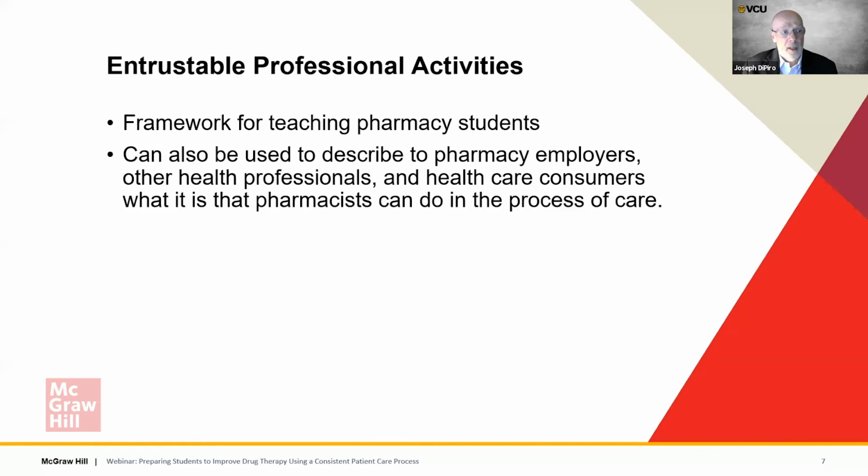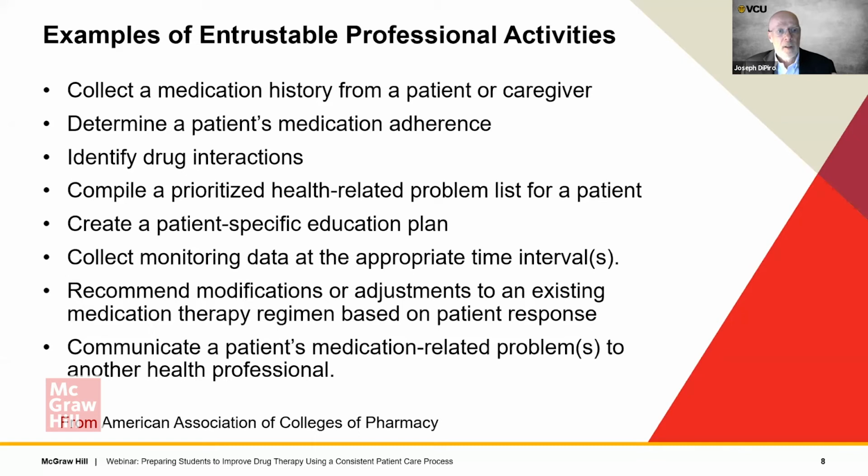And so some examples of these, there could be many, depending on the site of training, the type of care being provided. These can vary considerably, and they don't necessarily have to be the same in each training site. But to provide some clear examples of what EPAs are, here are some. Collect the medication history, as we've talked about in the prior sections. This is an entrustable professional activity. Determine a patient's medication adherence.